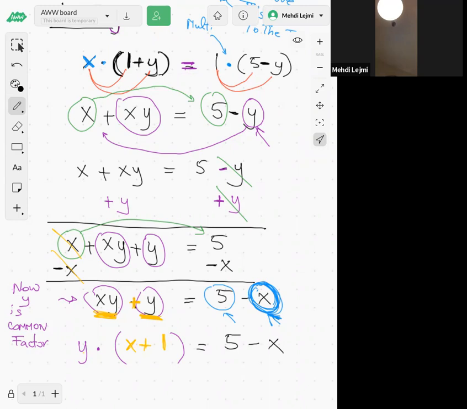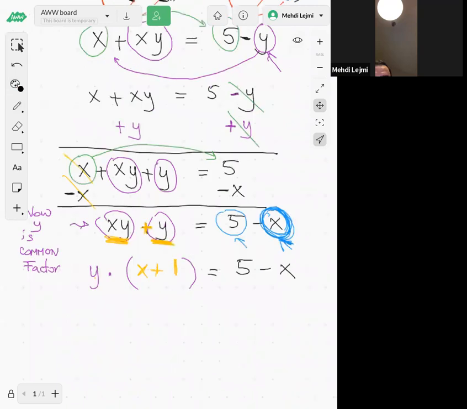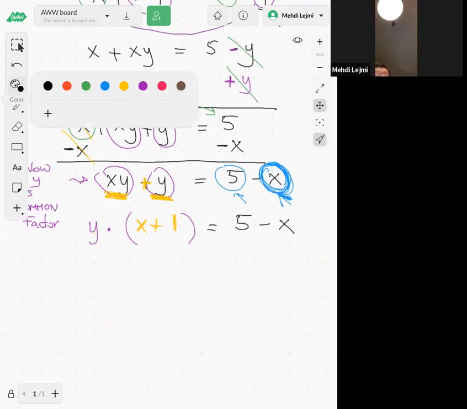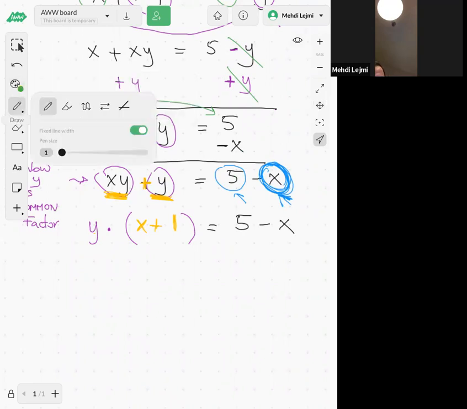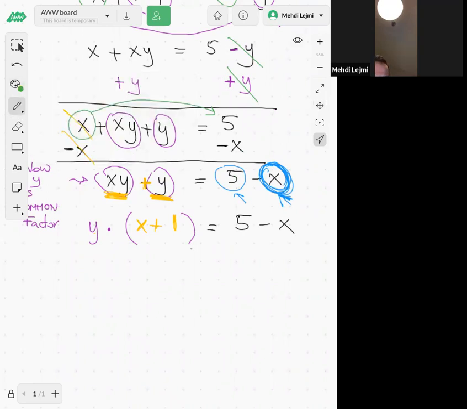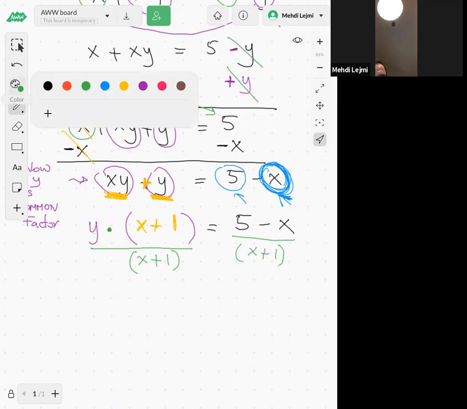So once you factor out the y, now you can solve for y, because you can just divide. Yes, Joel, absolutely. So now I can divide. You see here we have multiplication by x plus 1, so the opposite operation would be division. So we need to divide by x plus 1. And of course, we need to do the same on the other side. We have to divide by x plus 1. Okay, so that's good.